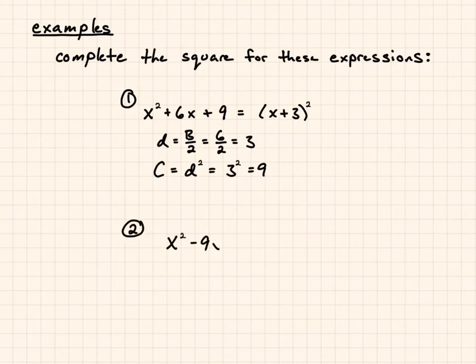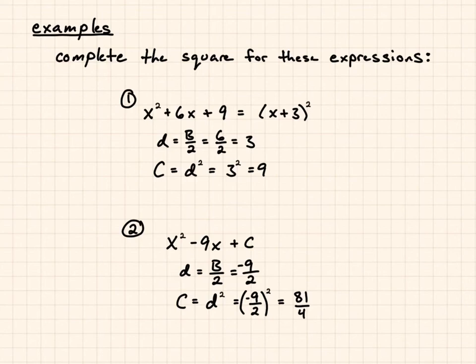A second one, x squared minus 9x. How do I create this to be a complete perfect square? I'm going to be adding a c. And I'm going to have to find a d that is half of b, which would be negative 9 over 2. So c is going to be equal to d squared, which is negative 9 over 2 squared, which becomes positive 81 over 4.